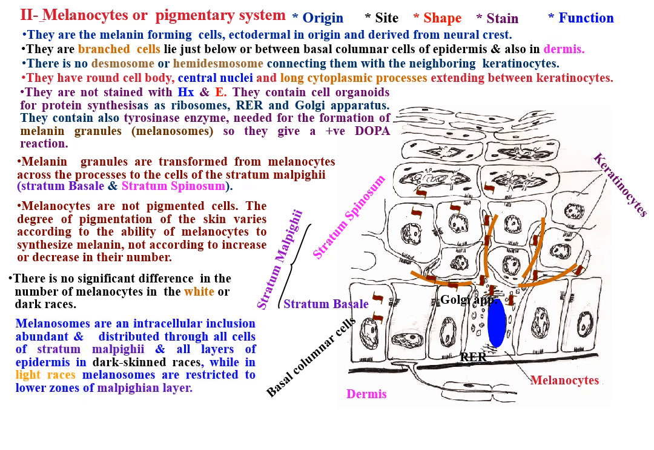Melanosomes or melanin granules are an intracellular inclusion, abundant and distributed through all cells of the stratum malpighi and all layers of the epidermis in dark-skinned races, while in light races, melanosomes are restricted to the lower zones of the malpighian layer.